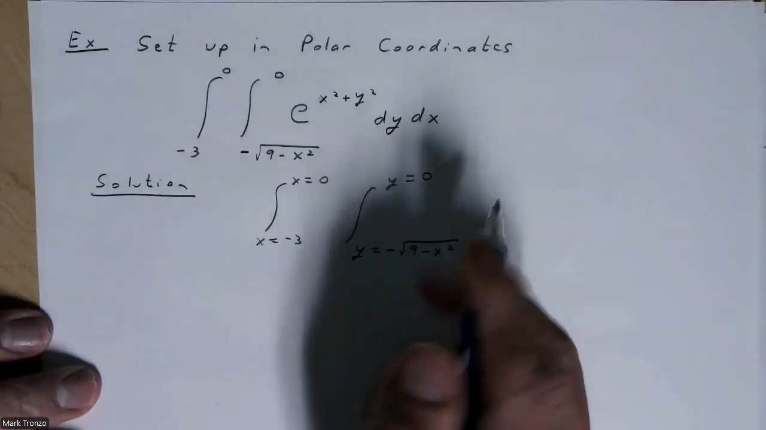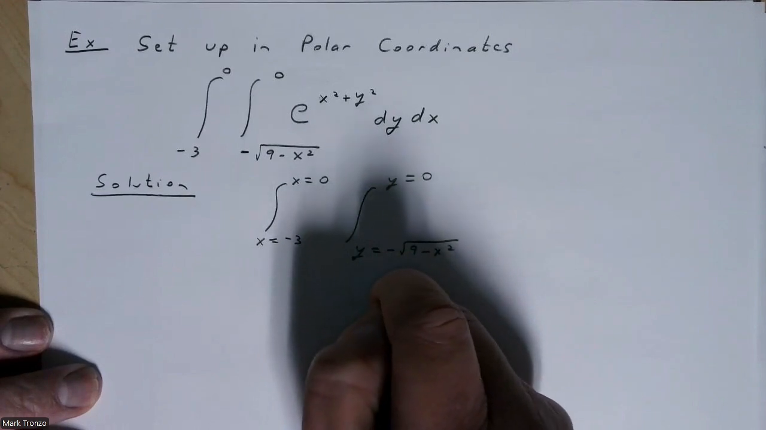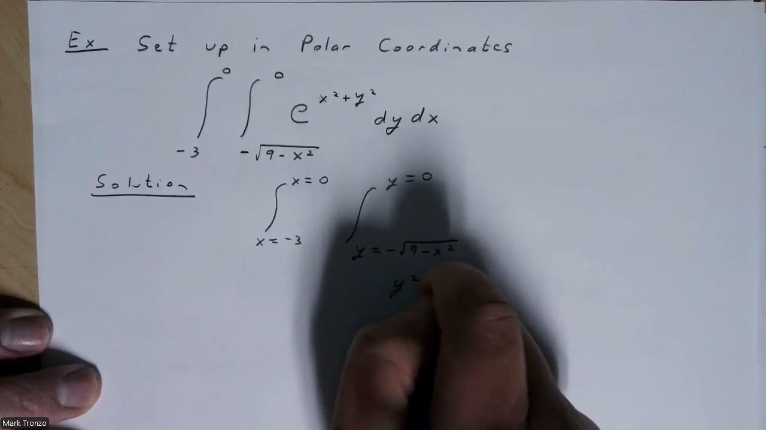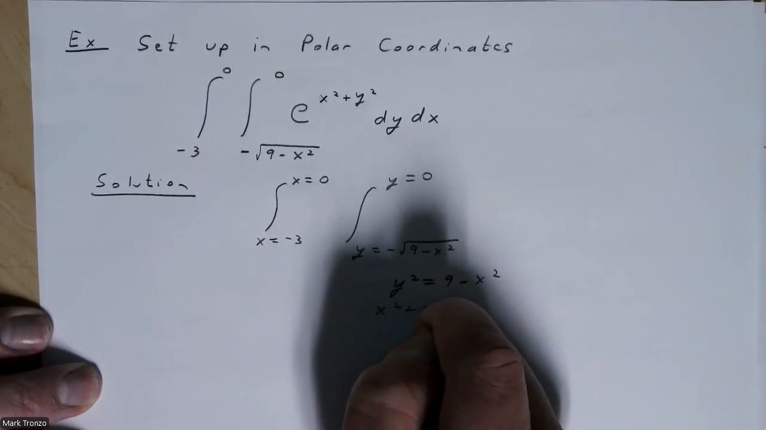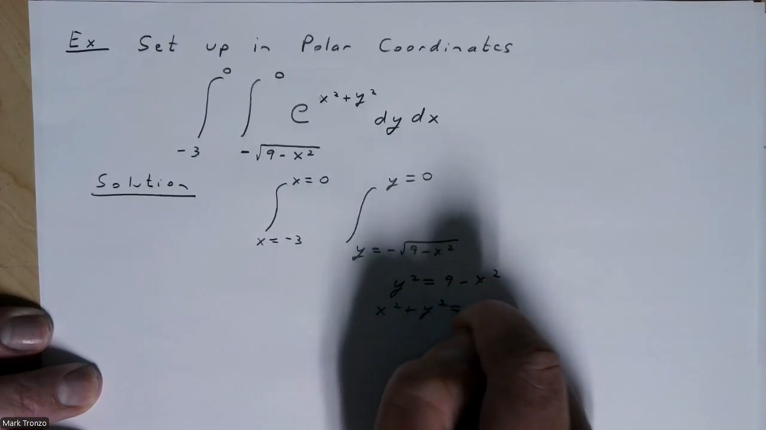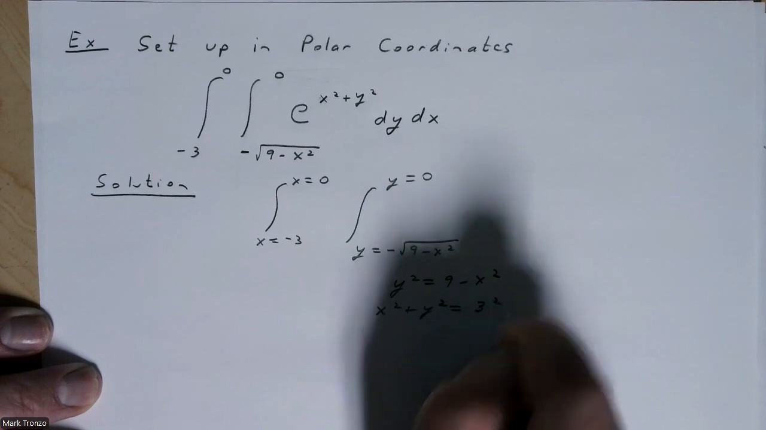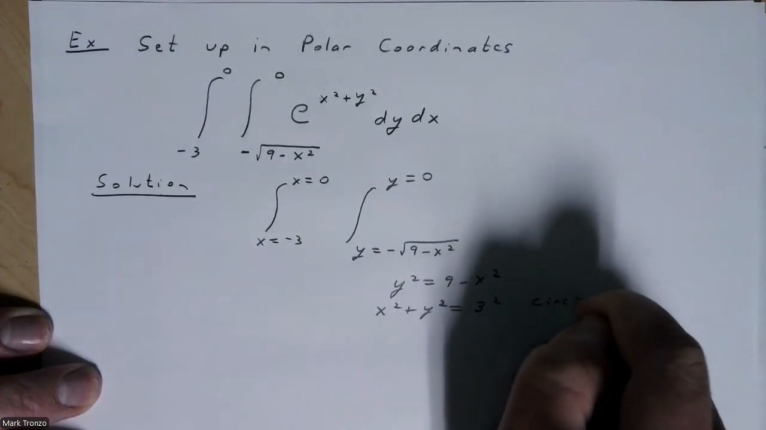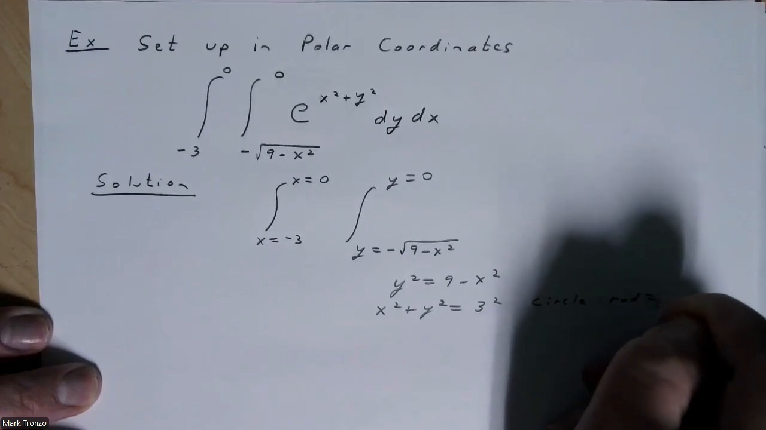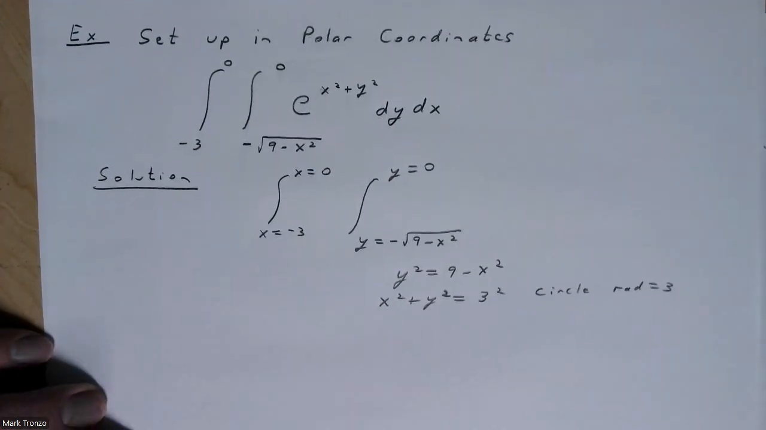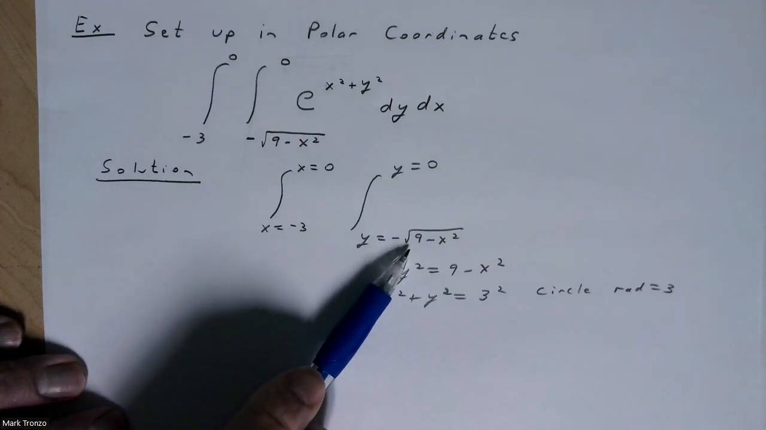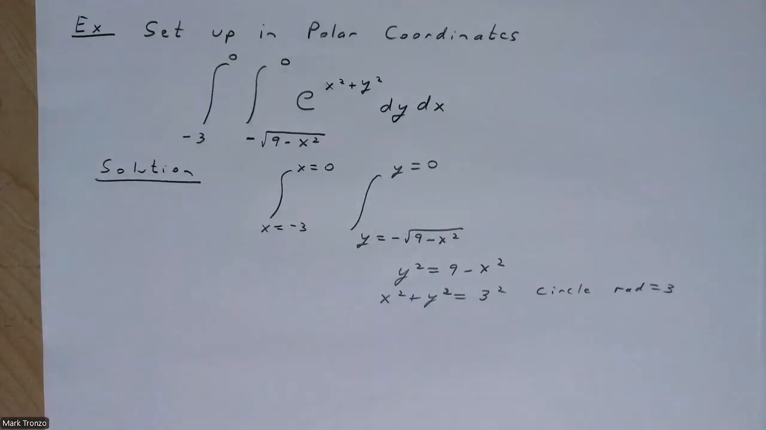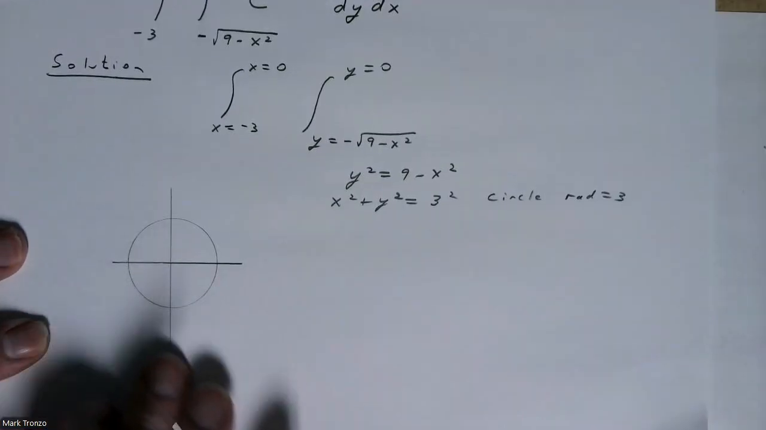And so once again, let's focus on this. If we square both sides, we get y squared is 9 minus x squared, and then x squared plus y squared is 9, or 3 squared. So once again, the circle of radius 3. But now we're going to have to see exactly what we have. Once again, notice if we work backwards, we have the negative part of this. So that's going to be the part that's below the x-axis. We have something like this.